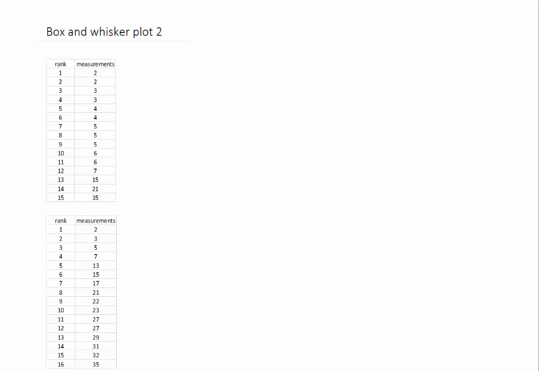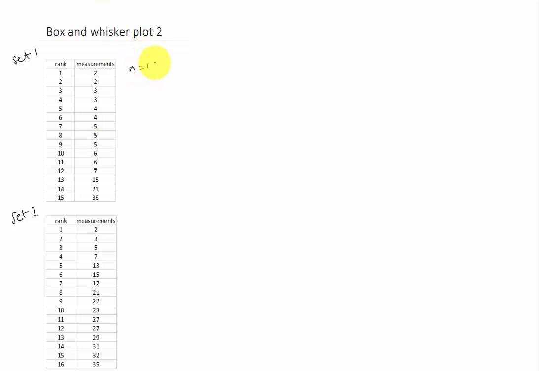Okay, now I'd like to show you a couple more things about box and whisker plots and how they can be used to compare two data sets. So here we've got set 1 and set 2, and I've ranked them in order. And we've got measurements which don't have units in this case because it's just an example, but they probably would in real life. So let's look at set 1 first of all.